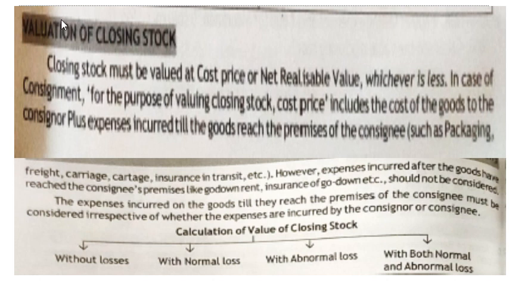Closing stock must be valued at cost price or net realizable value, whichever is less. That is, the cost price or the price at which you're selling that particular stock, whichever is less, you will value it. In case of consignment, for the purpose of valuing closing stock, cost price includes the cost of goods to the consignor plus expenses incurred till the goods reach the premises of the consignee, such as packaging, freight, carriage, cartage, and insurance in transit.